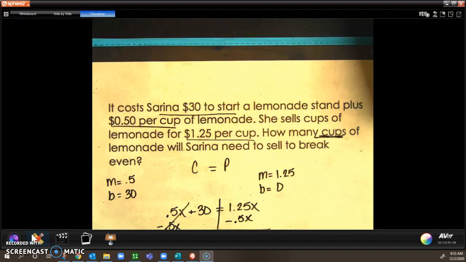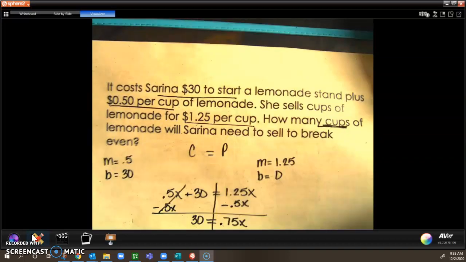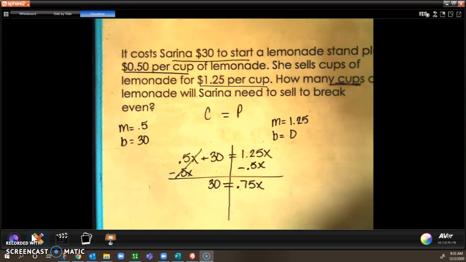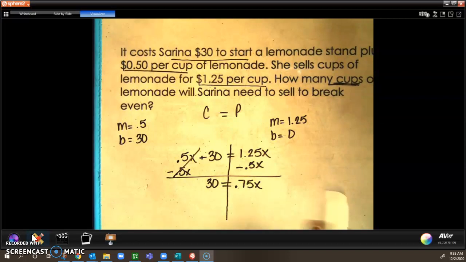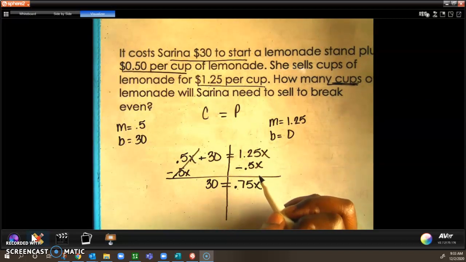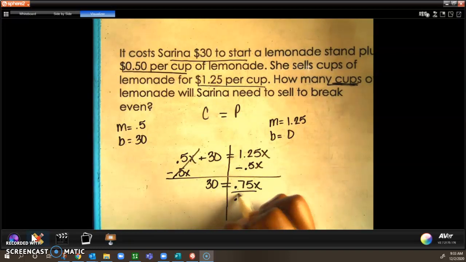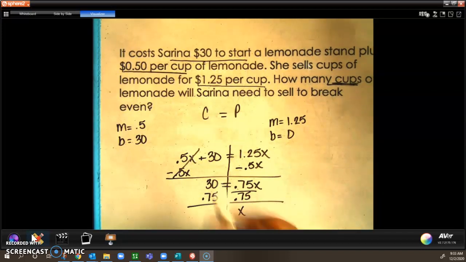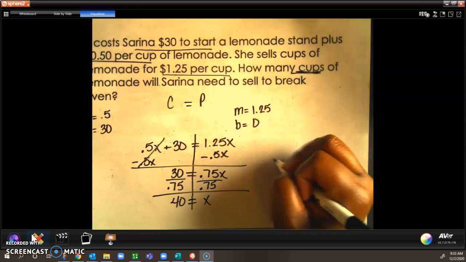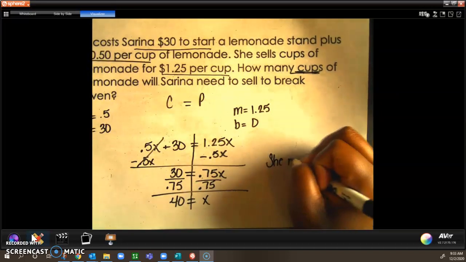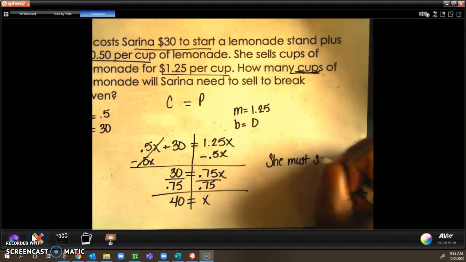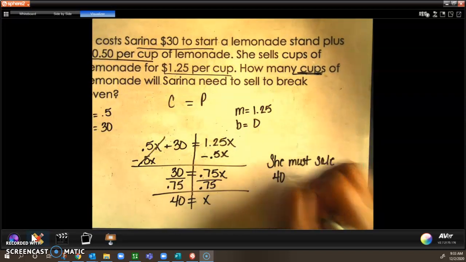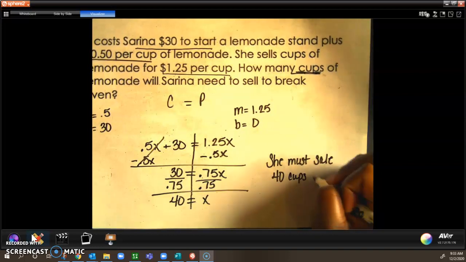Since there is no constant on this side, I go to my next step and divide by my coefficient. So I'm going to do 30 divided by 0.75. What I do on one side, I need to do to the other. X is left over here, and x is equal to 40. So she must sell 40 cups to break even.